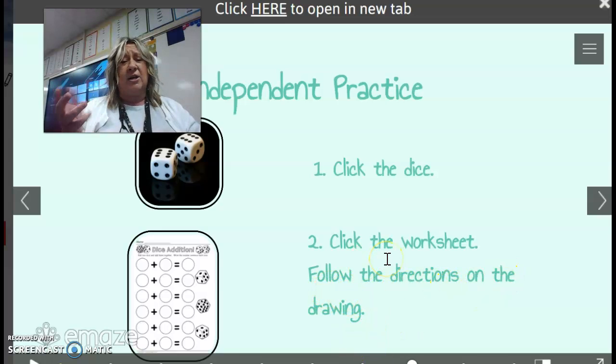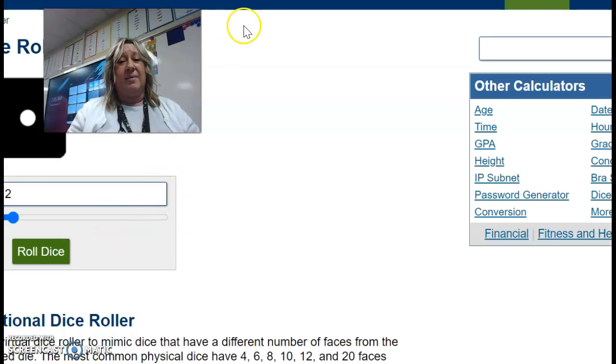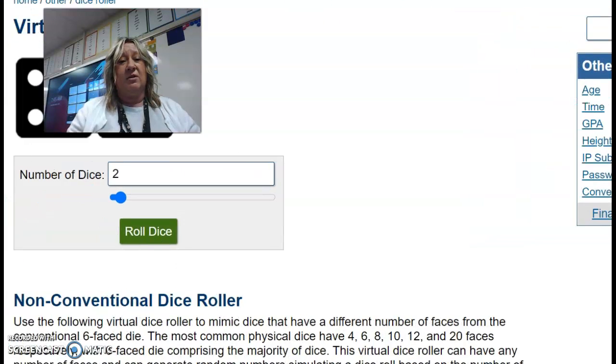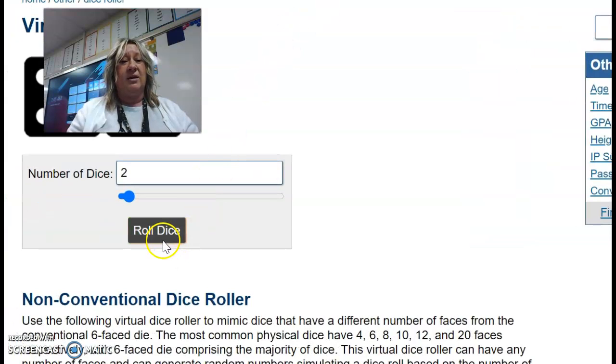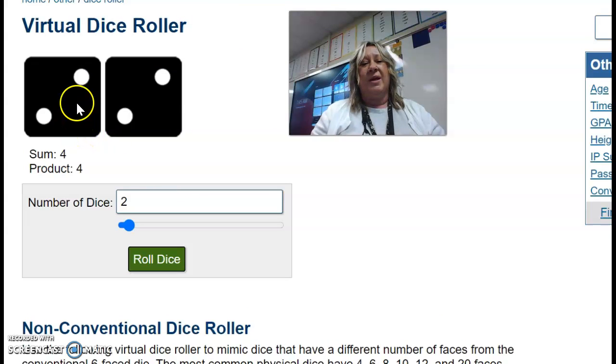Okay, if you have dice at home, you can use your dice, of course, but this here is just an app. If you click it and it pops up here, I'm going to have to scoot our screen over just a little bit so that you can tell where the dice are, okay? And I'll move my face so we can see the dice. And if you click roll dice, it'll roll it for you. And so we have 2 on the first one and 2 on the second one, correct?